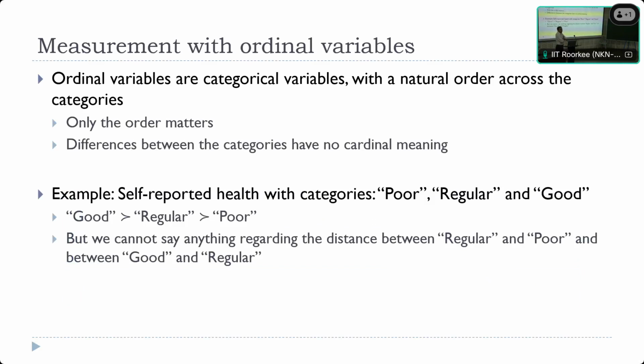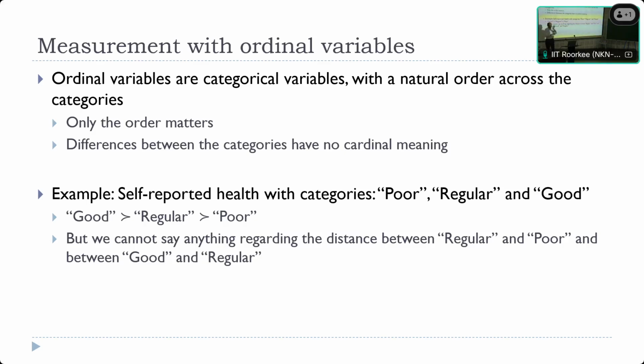So this is how they look. Ordinal variables are categorical variables, but they have a natural order, and only the order matters. Differences between the categories do not have any meaning. You will see when you are coding the data, these categories are coded as 1, 2, 3, 4, and so on. And sometimes people just take averages and run regressions. It's actually wrong. People do it, that's fine, but you should not do it. It's incorrect.